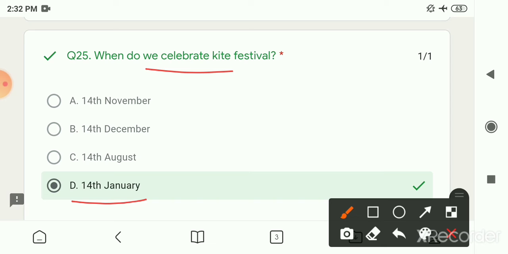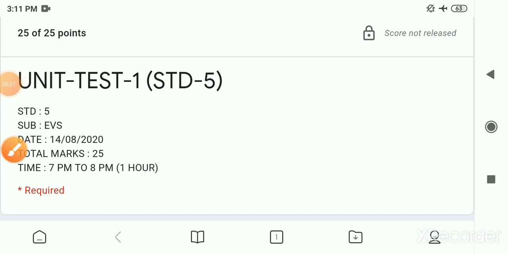So here our unit test 2 paper solution is over. Now we will see the solution of our first test, unit test 1. So now the solution of unit test 1 is given to you.